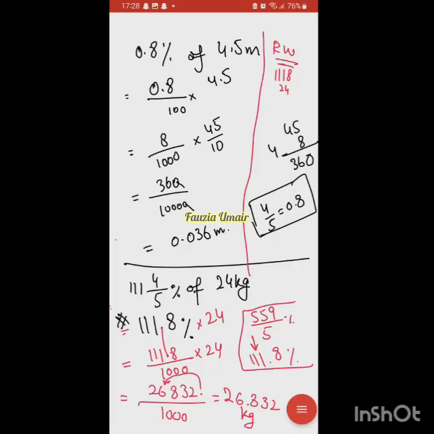So why is the answer more than the number itself? Because the percentage is more than 100. If the percentage is 100%, then it will be 24 kg. Now the percentage is 111%, so the answer is bigger than the original value. Is this point clear? Okay, so now the last part is left.